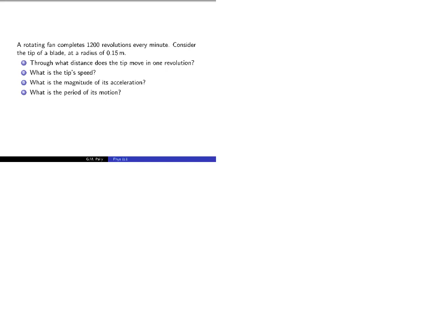The third question asks, what is the magnitude of its acceleration? We know that A is equal to omega squared times r, which gives us 40 pi radians per second squared times 0.15, which is equal to 240 pi squared meters per second squared.